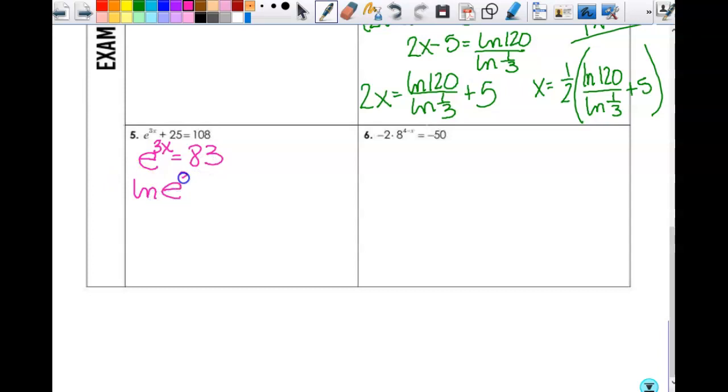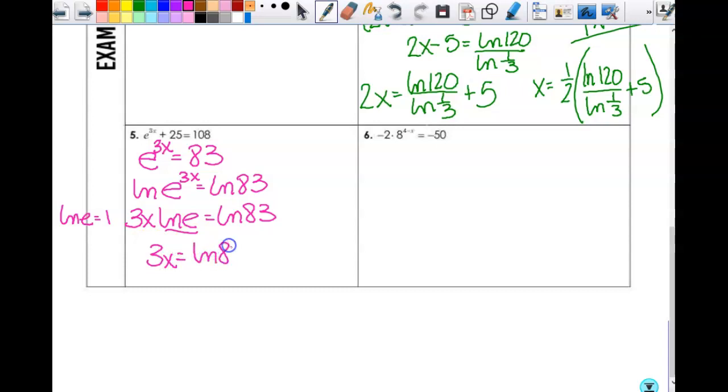Natural log of e to the 3x equals the natural log of 83. So 3x times the natural log of e equals the natural log of 83. So what is the natural log of e? 1, right? Natural log of e equals 1. So basically that just turns into 1. So I really have 3x equals the natural log of 83. So x equals the natural log of 83 over 3.